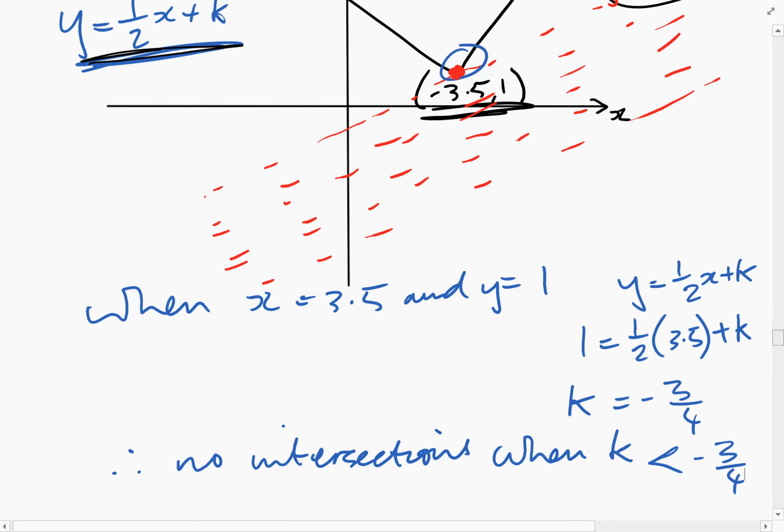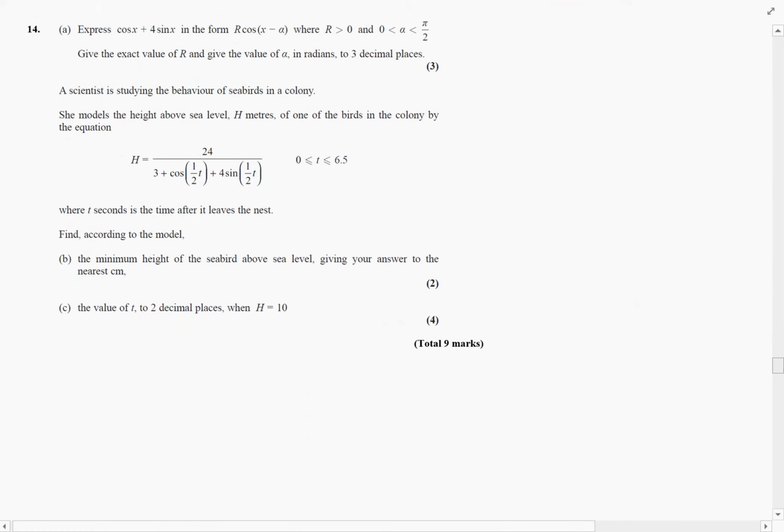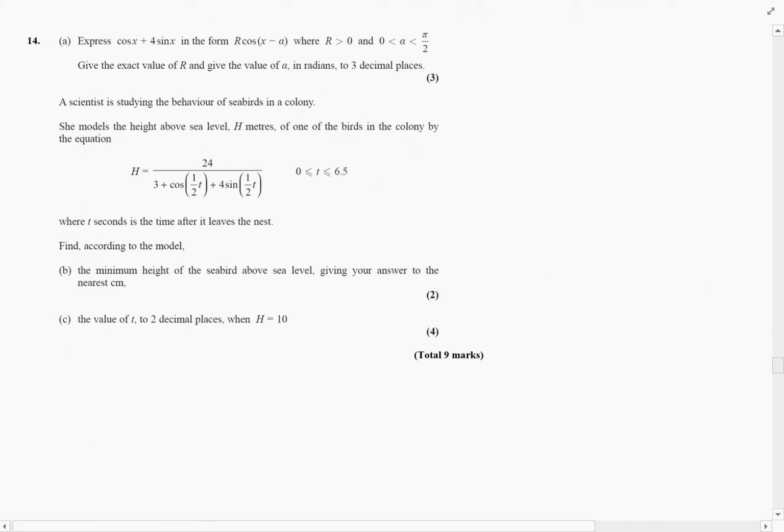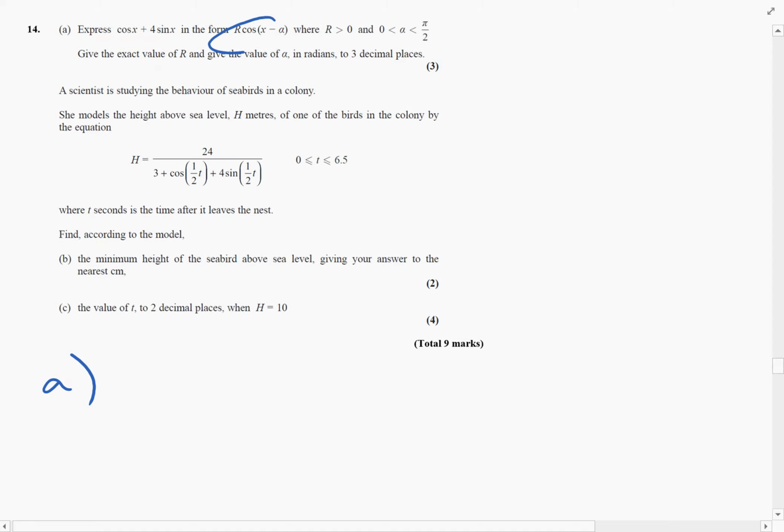Right, nearly there. One more question. Right, part A is the old classic: R sine x plus alpha, or R cos x minus alpha in this case. Always on exams, these kind of questions. So make sure you know how to do these well. Part A, it's the form R cos x minus alpha. So the expansion for cos a minus b is in the formula book.